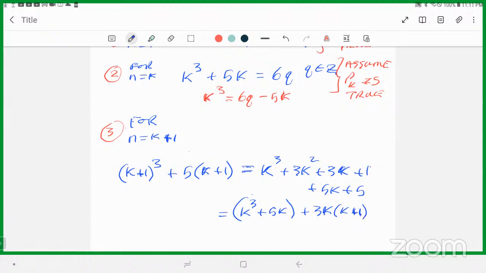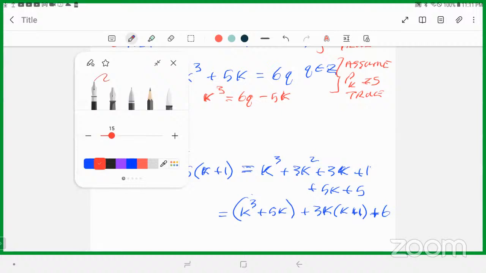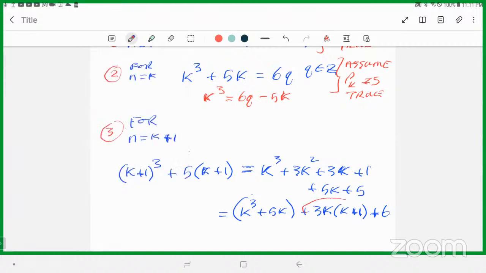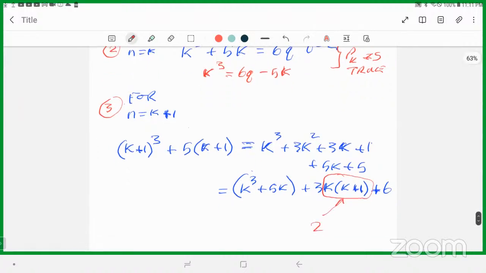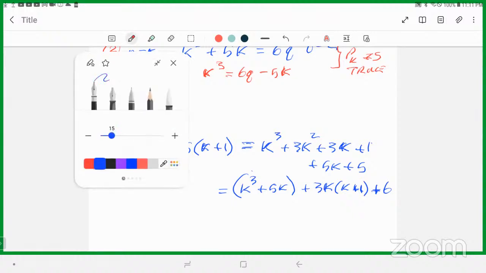So the magic here now. And then this 5 and 1 is 6, plus 6. The magic is in right here. This is where the magic is. If you don't know this can be written as 2 times something, 2 times anything, 2 times m, where m is an integer, then you can't finish this proof. I told you it would happen. Let's get back to it.